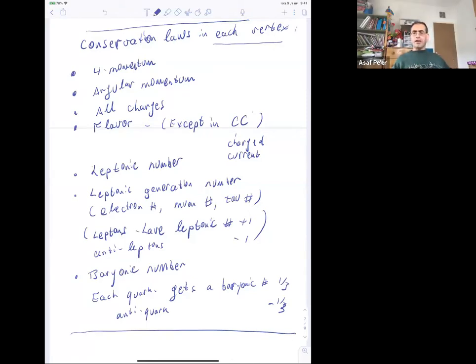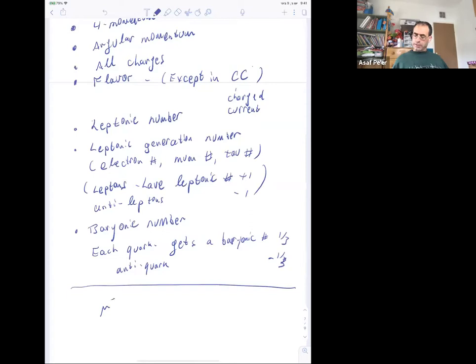For example, I said that the muon can decay into a neutrino muon, right? And an electron and an electron neutrino, right? Muon decays into a neutrino muon plus electron plus anti-electron neutrino. So what is the leptonic number? On the left-hand side, we have 1 lepton, so it's a 1. On the right-hand side, we have 2 leptons and 1 anti-lepton, so we have also 1.